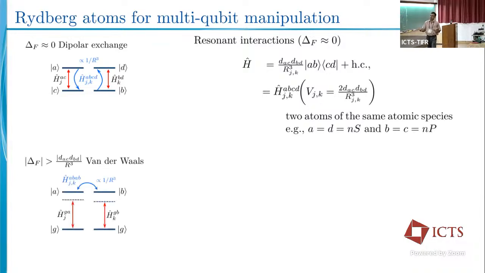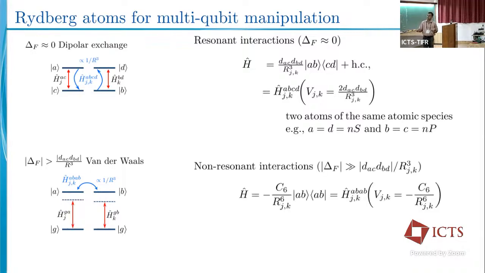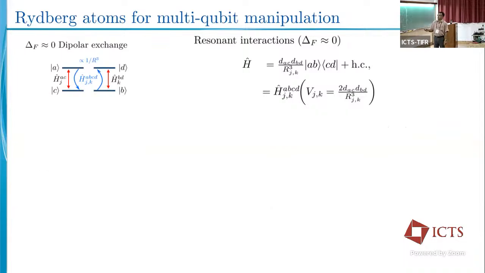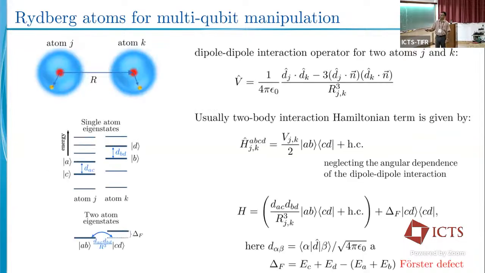And in the other case, when this delta is very large, greater than this value, then we call it van der Waals. In fact, you can make out, when I was showing this Hamiltonian, these are the off-diagonal terms, and these are the diagonal terms.